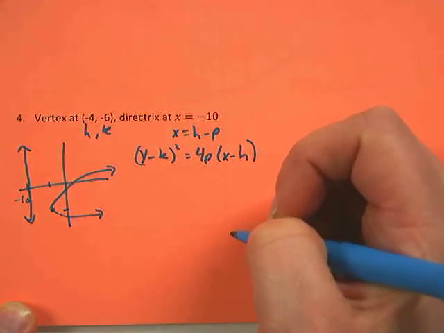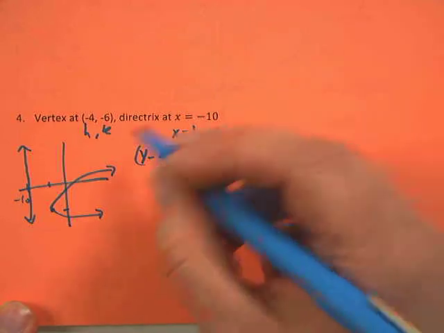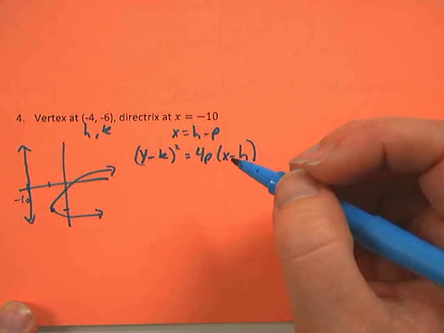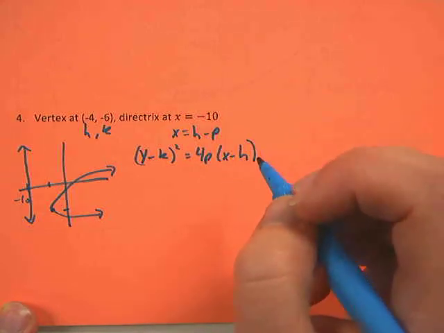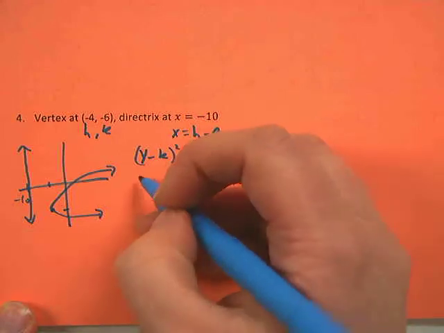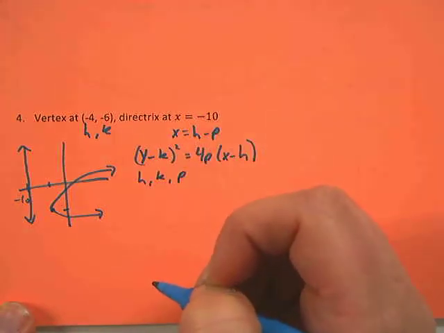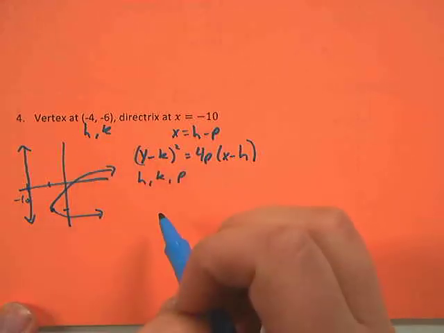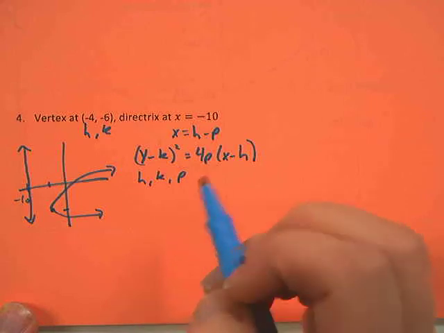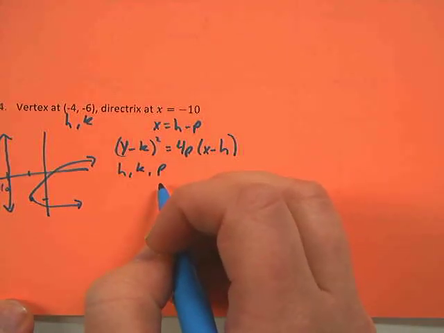Okay, so anytime we're trying to find the equation of a parabola using this method with vertex and directrix, or focus and directrix, or any of those things, what we need to do is find h, k, and p. So you're kind of lucky if you've been given the directrix because you already have h and k. Okay, so all we have to do then is find p.